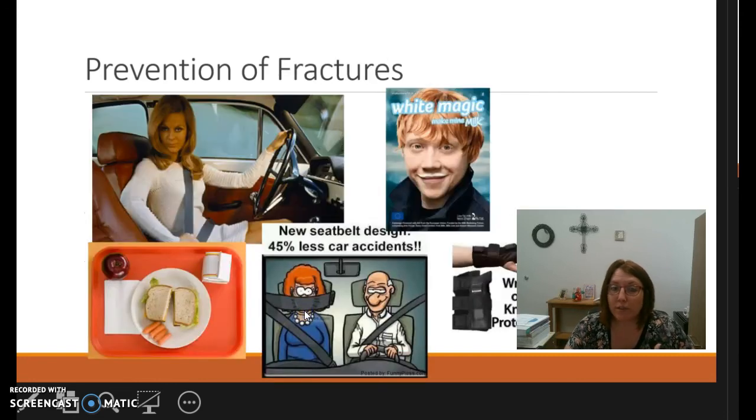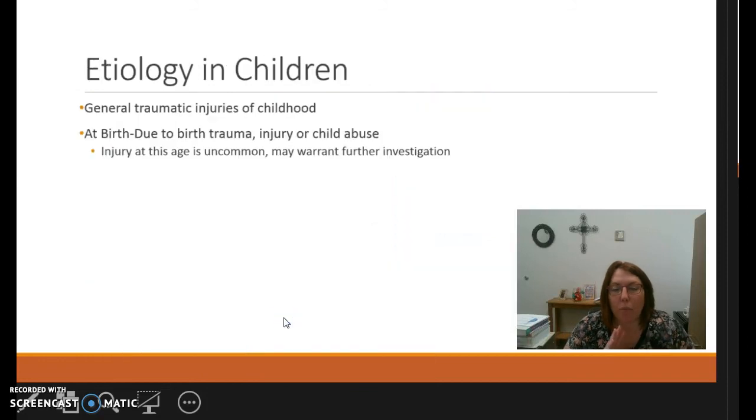As far as prevention of fractures, the biggest thing is nutrition: eating well, getting enough calcium and vitamin D, getting a balanced diet, because if we don't have good nutrition, we have a reduced immune system and reduced healing abilities. Making sure we wear our seat belts, making sure we're getting enough milk, and wearing, as you'll see, the wrist and knee protectors. I have a son that loves to ride his skateboard. He goes out with wrist guards, knee pads, and a helmet to try to prevent him from injuring himself.